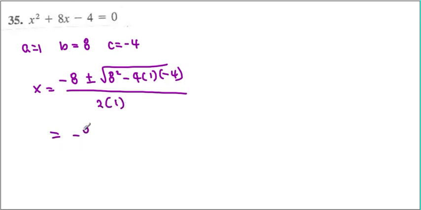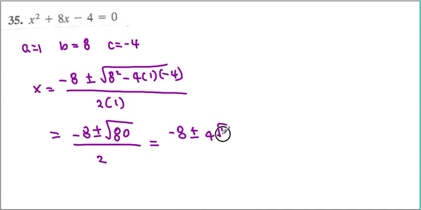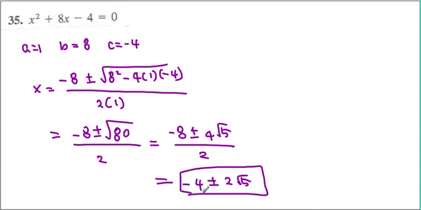Now that becomes negative 8 plus or minus the square root of 8 squared, which becomes 64. And this becomes addition, 64 adding 16, which gives us 80, divided by 2. Now, if we simplify this further, we get negative 8 plus or minus 4 square root of 5, over 2. Once you divide by 2 on all three, we get negative 4 plus or minus 2 square root of 5. That becomes our final answer.